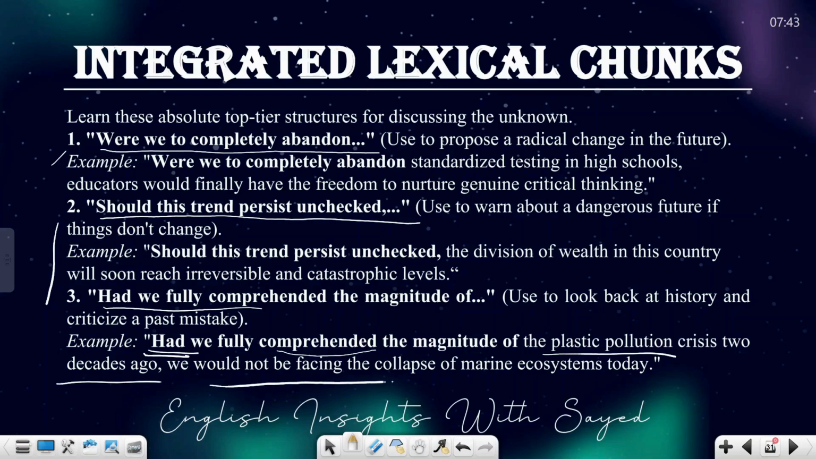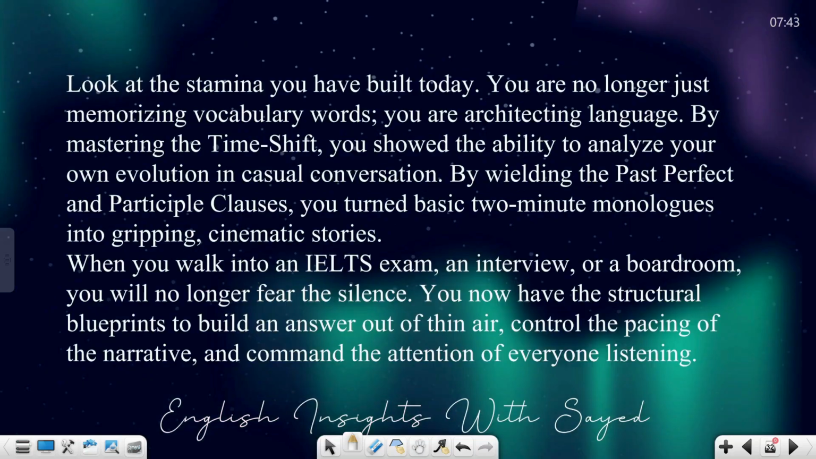আজকে যে সমুদ্রে আমাদের যে ecosystem যেটা নষ্ট হয়ে গেছে, ওখানে মাছের জীবন যে দুর্বিষহ হয়ে গেছে, তারা ওখানে collapse করতেছে এই যে প্লাস্টিক পলিউশনের কারণে। সেটা আমরা যদি 2 দশক আগে এটাকে উপলব্ধি করতে পারতাম, comprehend করতে পারতাম, বুঝতে পারতাম, তাহলে এটা হতো না। We would not be facing, আমরা এরকমটা ফেস করতাম না। এরকম situation-এ আমরা এই structure-গুলো ব্যবহার করব.